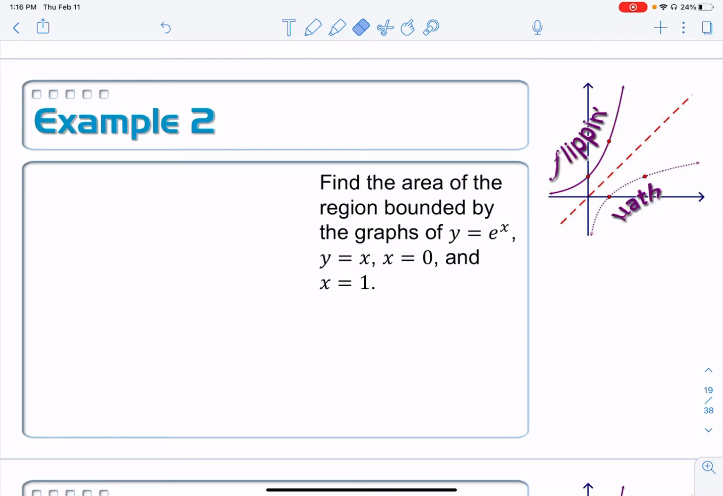Example 2, find the area of the region bounded by the graphs y equals e to the x, y equals x, x equals 0, and x equals 1. How do we start? We start by sketching a graph.